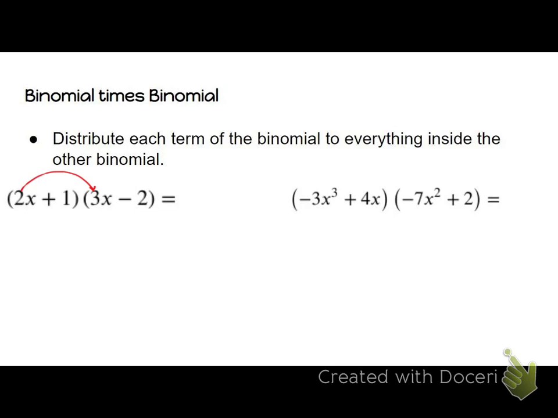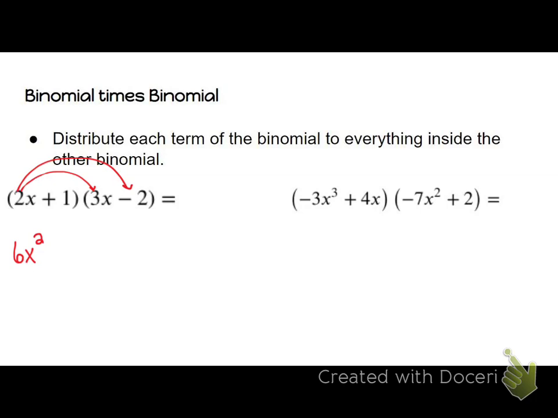So I'm going to take the 2x and I'm going to distribute it to the 3x. And I'm going to take the 2x and distribute it to the negative 2. So we're kind of ignoring this positive 1 right now, okay? We're just focused on this 2x. So what's 2x distributed to 3x? 6x. Plus x to the second power. Remember, don't forget your exponents. X to the 1 times x to the 1.